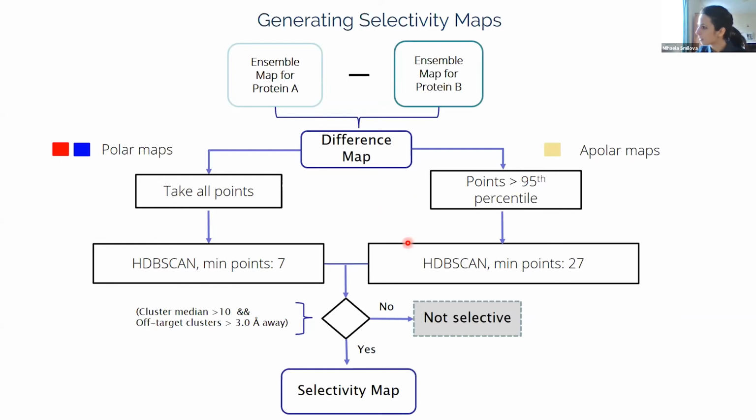And generally, this is more important for the apolar maps as they contain a great number of low scoring points. And then features in the resulting maps are detected using the density-based HDBSCAN algorithm. And then the difference in this minimal points parameter reflects the differences in the sizes of the polar and apolar features specifically.